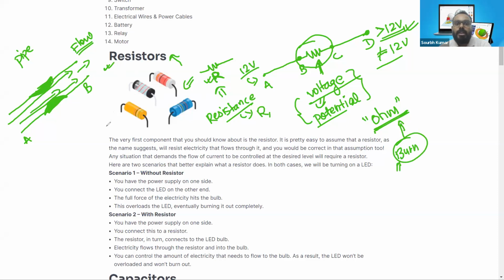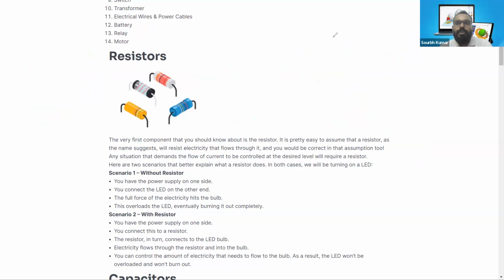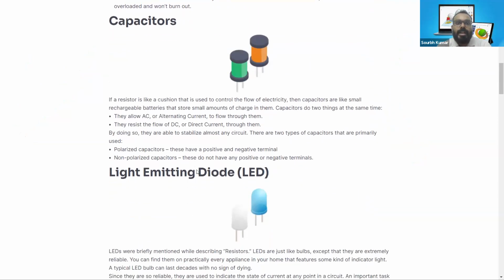So the scenarios are very simple. Without a resistor, the 12 volt will be supplied to the end of this section at point D, and with a resistor it will be less than 12 volt in total at the end of this wiring itself. So I hope you understood the concept of resistor and resistance, and why we need those in our circuit as well.